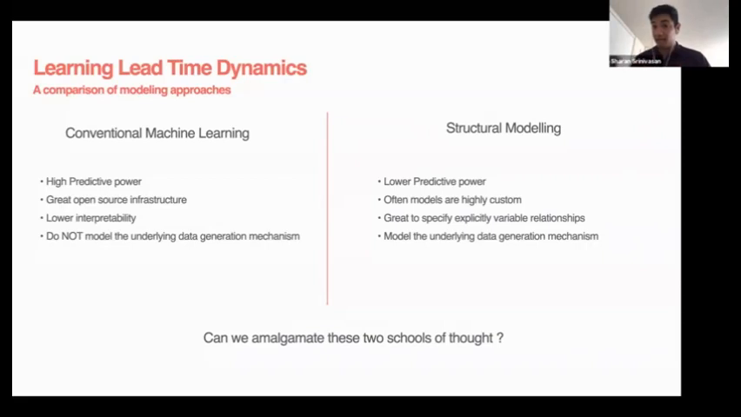On the other hand, if I impose structure to the problem, we get much higher predictive power. We can build our own custom models, and at the same time, it does model the data generation mechanism. So there are trade-offs. There are pros and cons to both of these schools of thought. But what we did is to try and marry both of these schools of thought for a final solution.